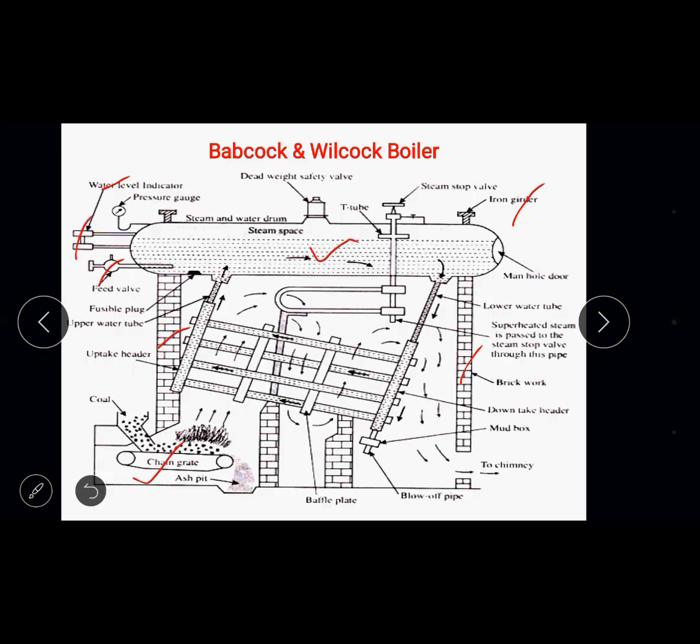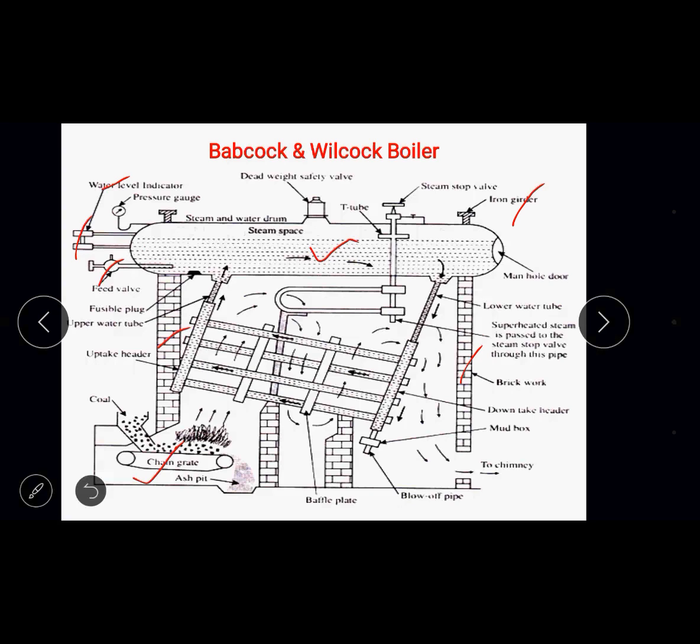Since it's a continuous process, at one end there is a continuous generation of steam. As the steam is generated and removed, obviously there will be a shortage of water. The water level obviously will get down. Therefore, the water level should always be maintained at the required level. This work is done by two components, the water level indicator and the feed valve.